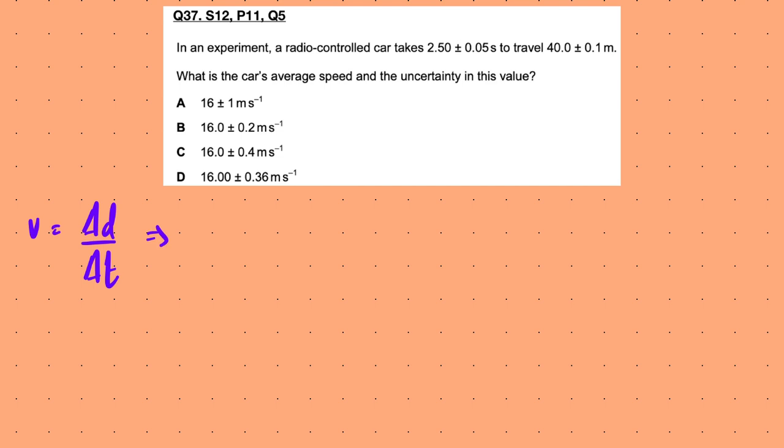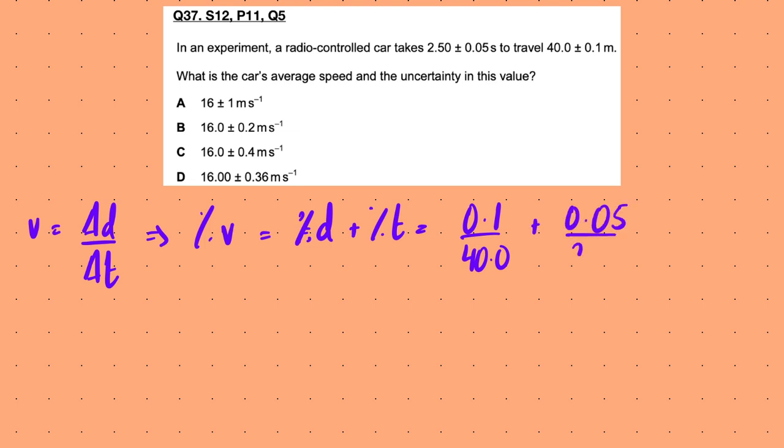So what's happening to quantities here? They are being added, and they're being multiplied or divided. This is rule number 3. So the percentage uncertainty in v is the percentage uncertainty in d plus the percentage uncertainty in t, right? So that's going to be 0.1 over 40.0 plus 0.05 over 2.5, and because the 100 would come with both of these anyway, I can factor that out and multiply by it once. So now I'll just plug this all into my calculator.